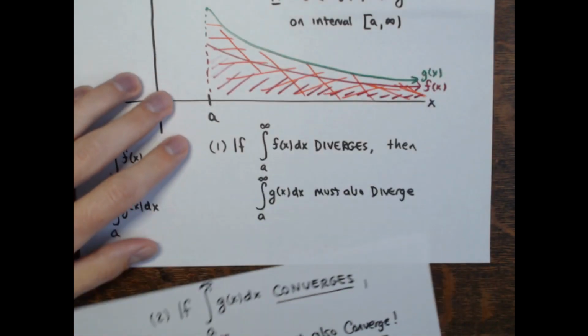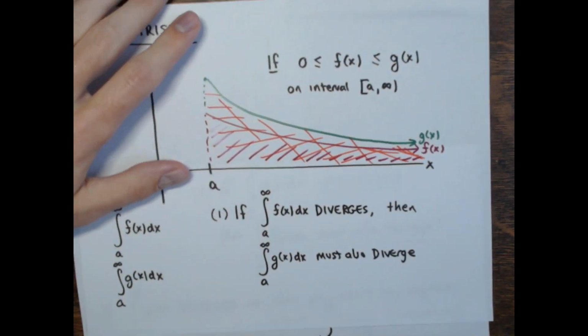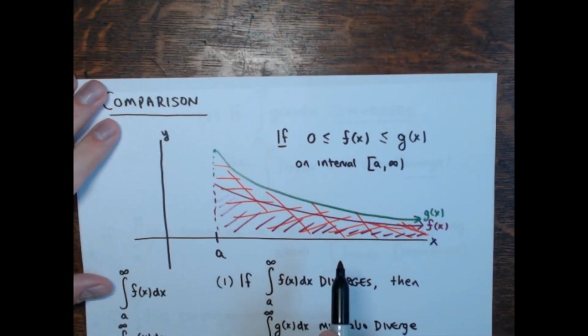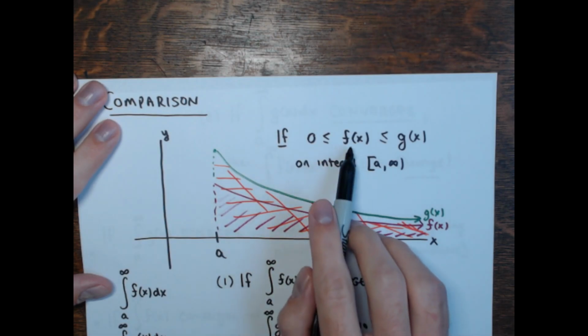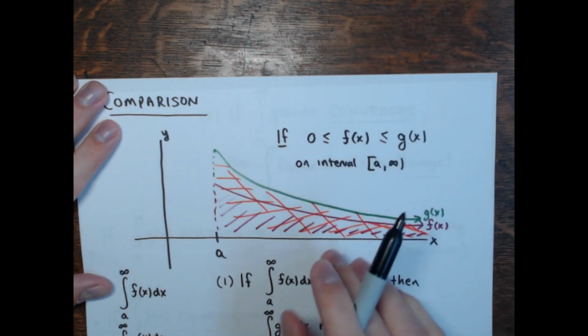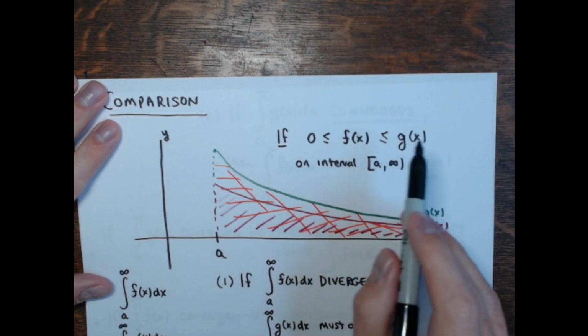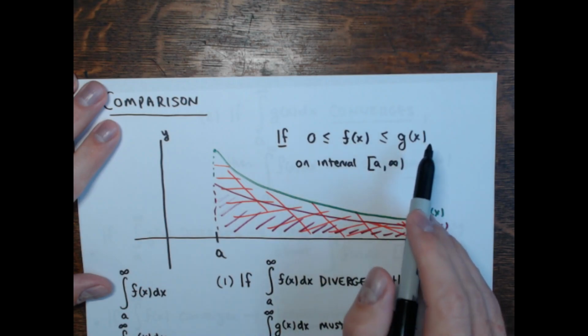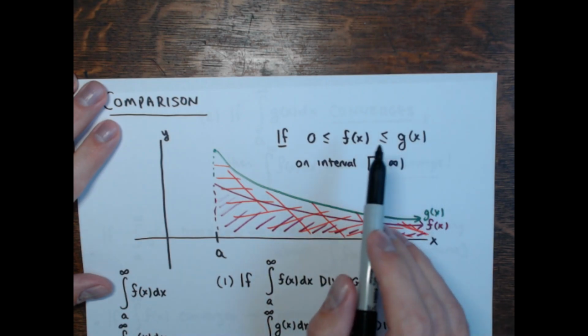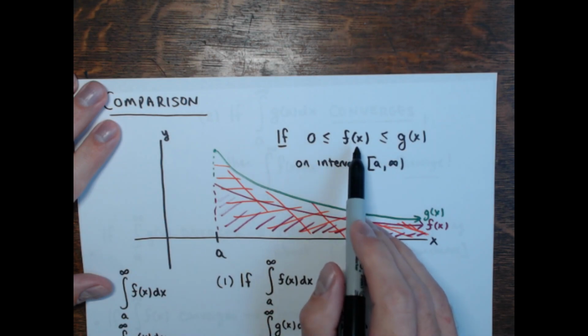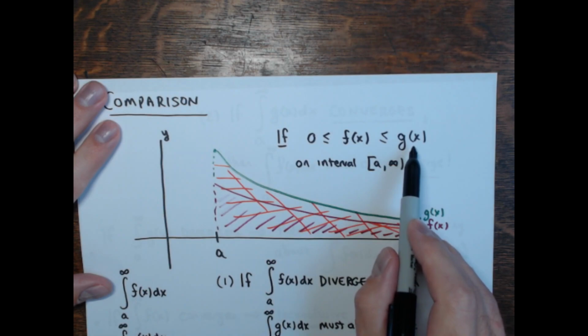All right, so again, those are the scenarios here when we're talking about comparing functions over some infinite interval. You'll have a smaller one and a larger one, and if the smaller one diverges, the larger one diverges. If the larger one converges, the smaller one converges. Now, if the smaller one converges, you can't say anything about the larger one.